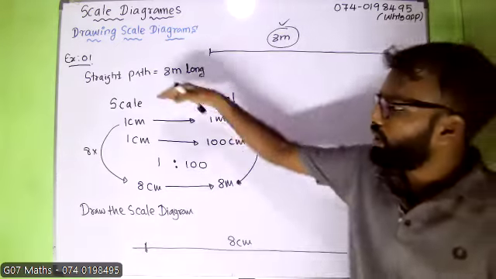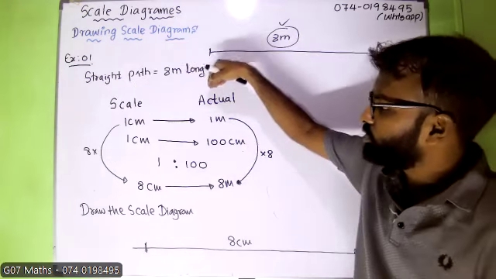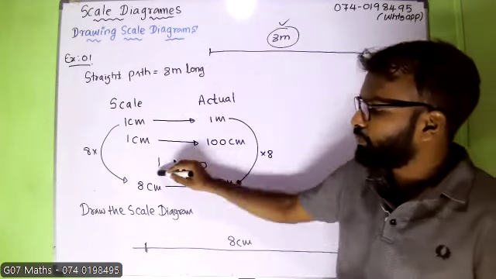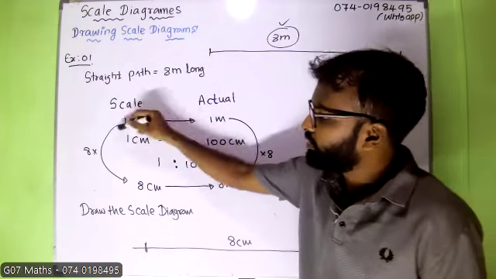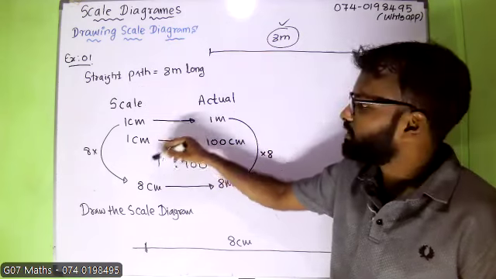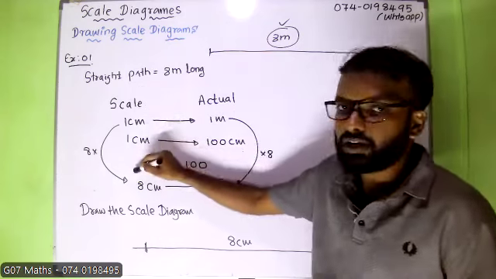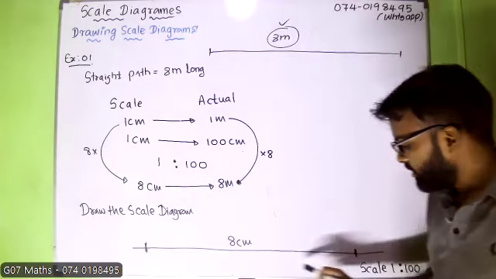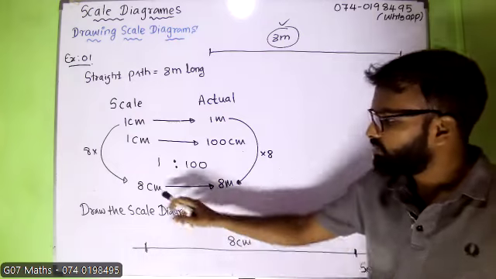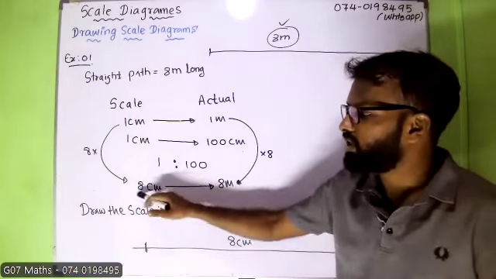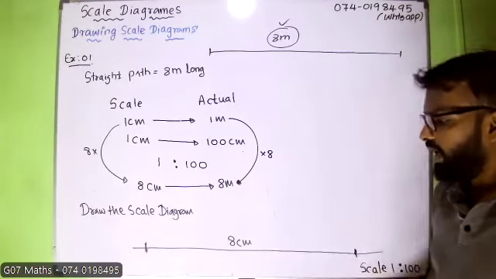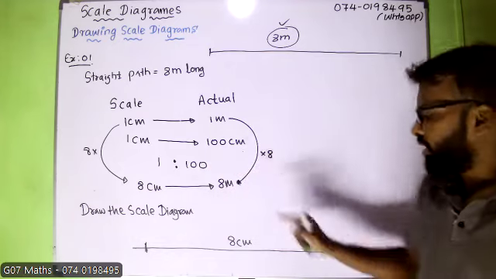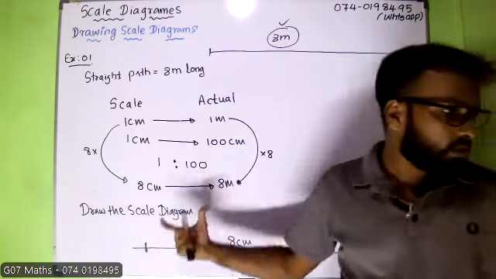You have to calculate the scale and the actual length by using a suitable scale like this and represent it as a ratio, and then calculate the scale length that you need to draw. Take your ruler and pencil and draw the straight line, which is the scale length of 8 centimeters here. And at the end, you have to put the scale as your ratio 1 to 100. So please draw this.